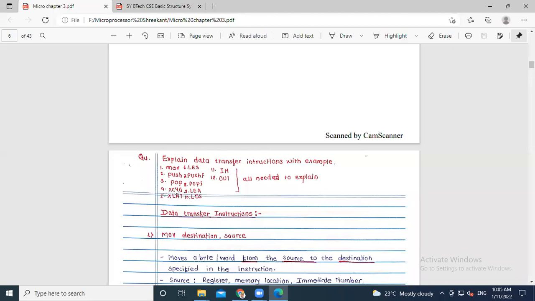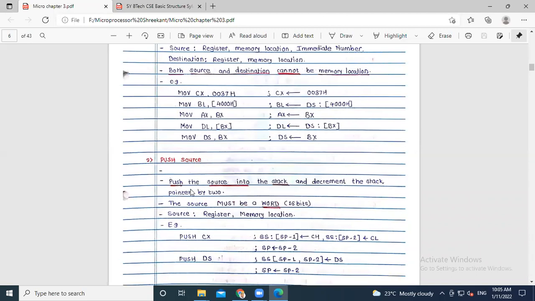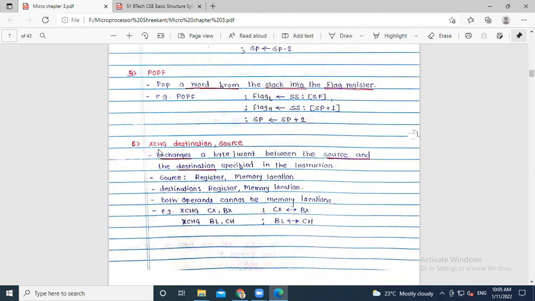After that, we will go for the fifth instruction, that is XCHG and XLAT. So what does XCHG mean? It is the short form of exchange. So exchange source to destination and destination to source. To exchange a byte or a word between the source and the destination means swapping between these two registers. Source to destination we have to transfer, and destination to source we have to transfer.